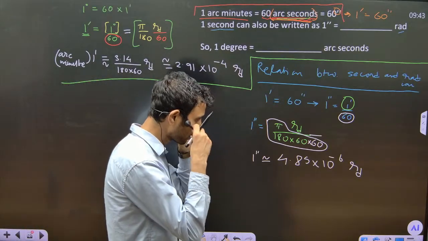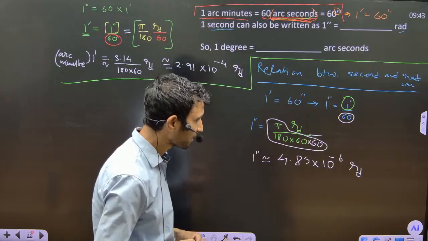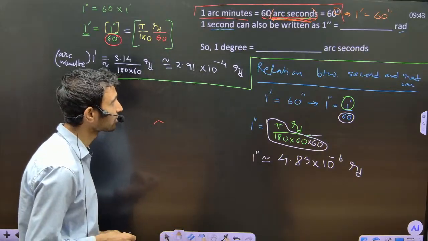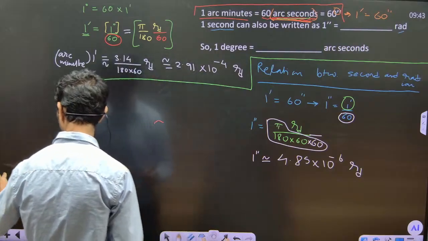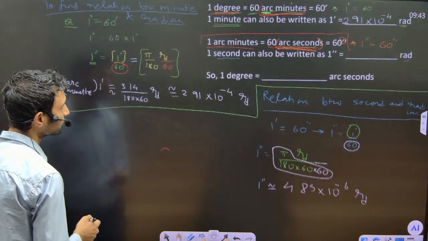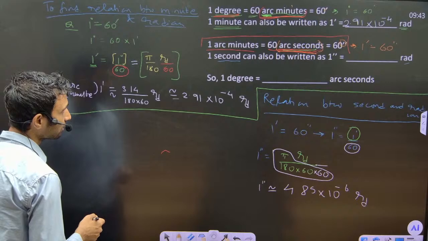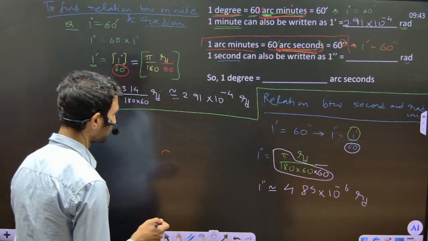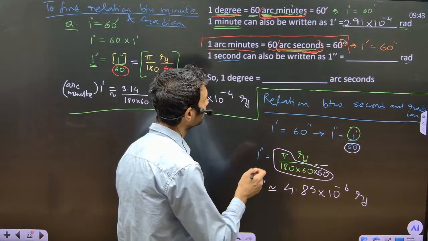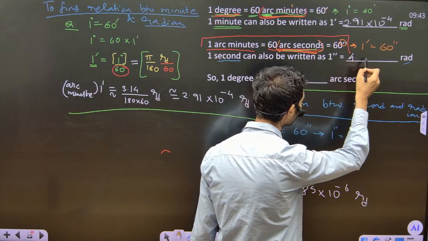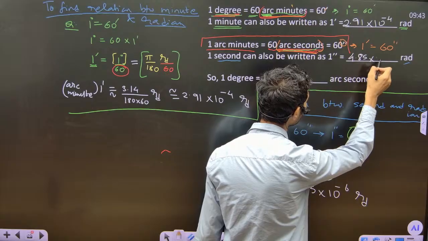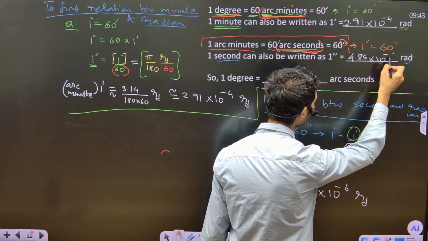In the exam, you don't use a calculator, you do it by hand and check if you're getting the same value or not. So I think we're pretty much done with this topic as well. 1 second comes out to be 4.85 into 10 raised to the power minus 6.